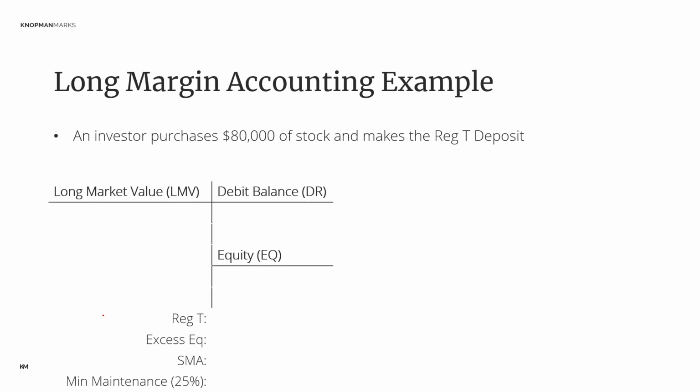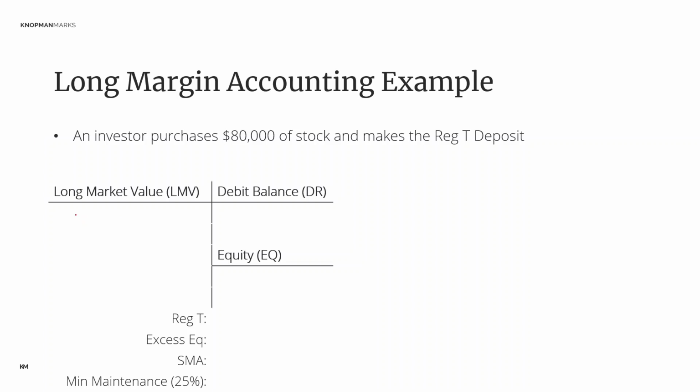I mentioned in the prior video, the very first thing is to set up your T-chart. Very first thing, you get a margin question on the exam, it's just therapeutic. Draw that T-chart. There you go. It just makes you feel good. It feels like you have this visual framework. In our first example, an investor is going to purchase $80,000 worth of stock, and they're going to meet Reg T. So you start with what do you know?